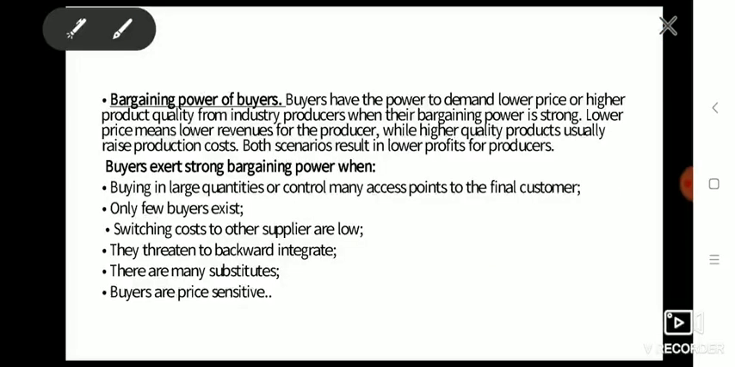Now the next force of Michael Porter, which was discovered by him, is the bargaining power of buyers. Okay, in the previous point we learned about the bargaining power of suppliers. Now here the next force is the bargaining power of buyers. What will happen if the buyers have the bargaining power? If buyers have the bargaining power, then the buyers have the power to demand low priced or high quality products from industry producers when their bargaining power is strong. So this is the major difference between the bargaining power of suppliers and the bargaining power of buyers.